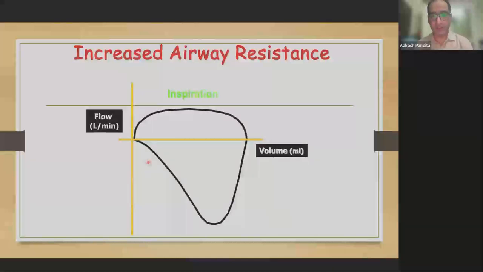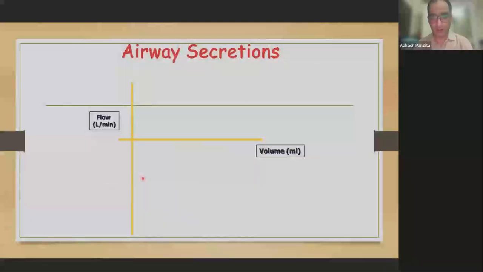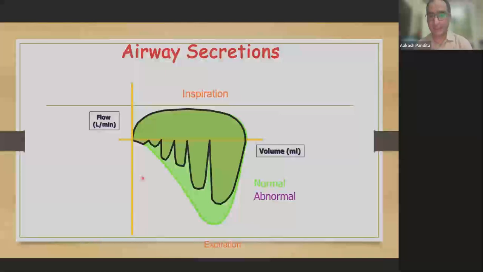Also, if there is increased airway resistance, as can be seen in BPD, it gives us a scooped out pattern, and sometimes giving a bronchodilator helps and it resolves this. Similarly, if there are secretions in the circuit or water in the circuit, it gives a seesaw pattern. And once we do a good suctioning, it again comes back to normal.